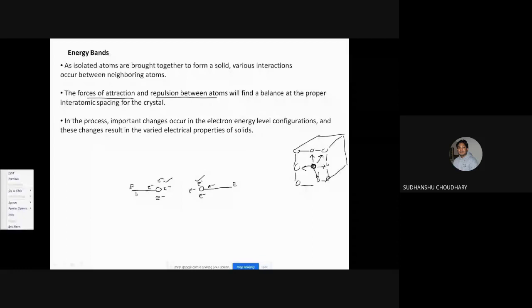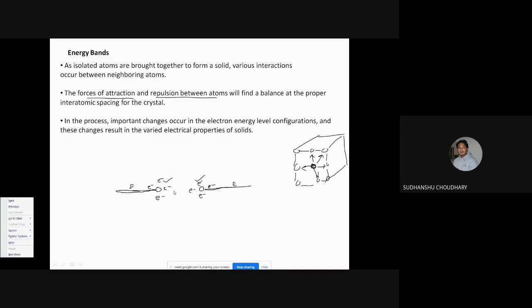So the atoms are brought together. Let us say the total energy associated with this atom is this, and the total energy of this atom is this. Now when they are brought close together, their energy levels also change. The change in energy level depends on how close these atoms are. You bring them closer, you will see that these energy levels change more.